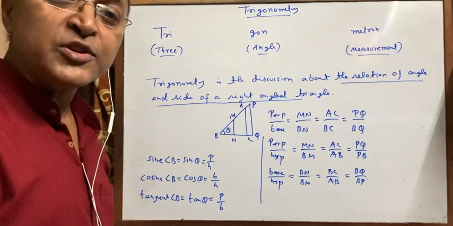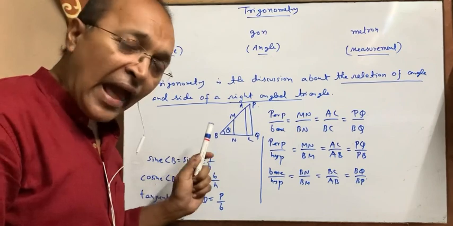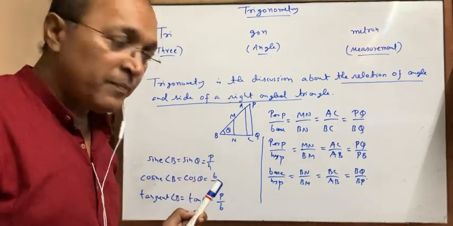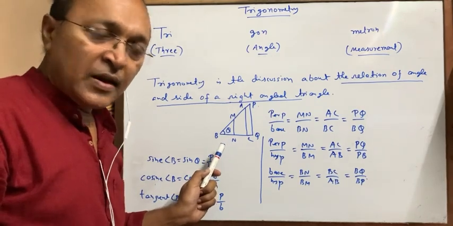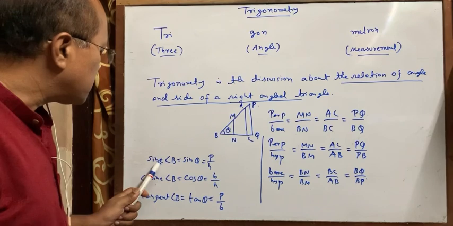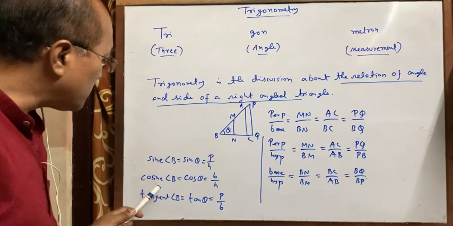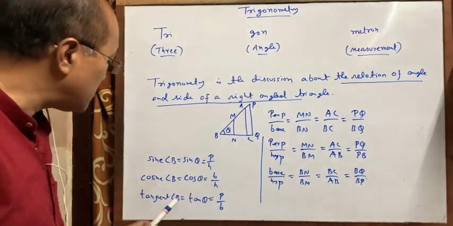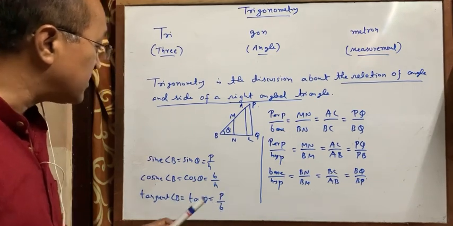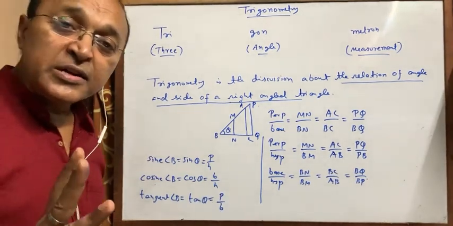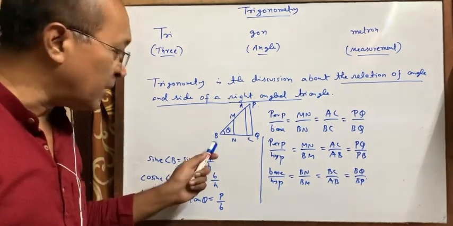These are called trigonometric ratios of this angle. What angle here? Angle B. Here angle B is being considered as theta. Now sine of this angle means ratio of perpendicular and hypotenuse, cos of this angle means ratio of base and hypotenuse, and tangent or tan of this angle means ratio of perpendicular and base. So 3 trigonometrical ratios have been found: sin theta, cos theta, tan theta, where theta is angle B here.